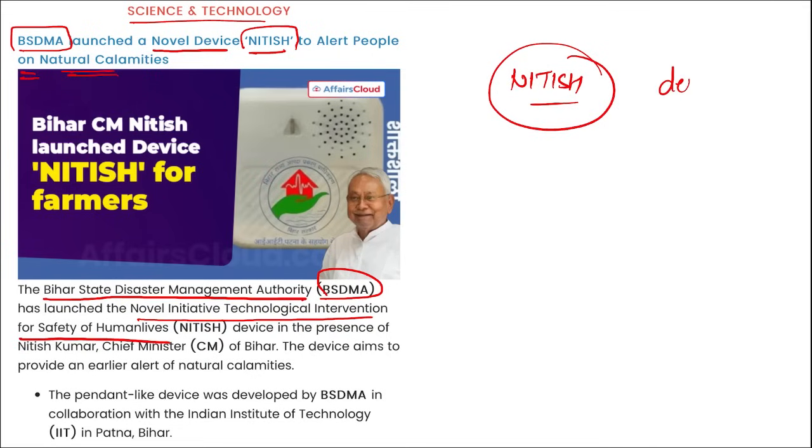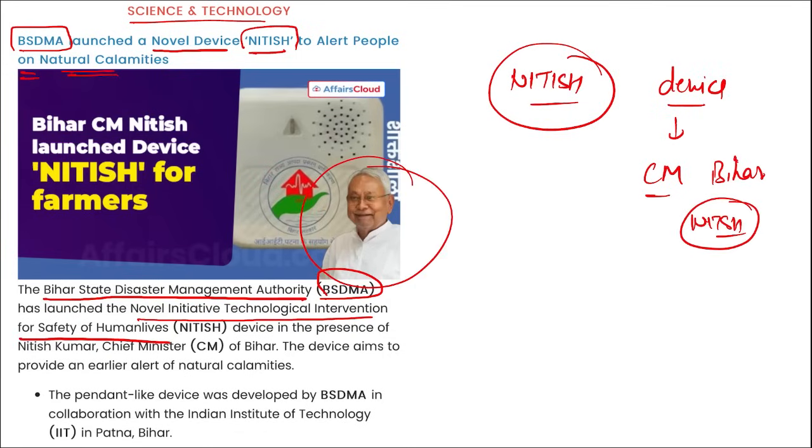This is a device. It was launched in the presence of the Chief Minister of Bihar, Nitish Kumar, as you can see him in the picture. The device is named after him, and it aims to provide an earlier alert for natural calamities. The pendant-like device was developed by BSDMA in collaboration with IIT Patna, Bihar.